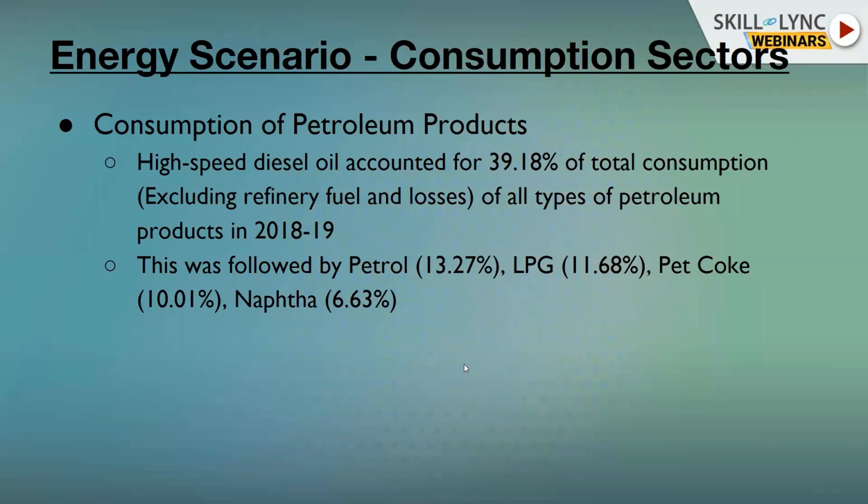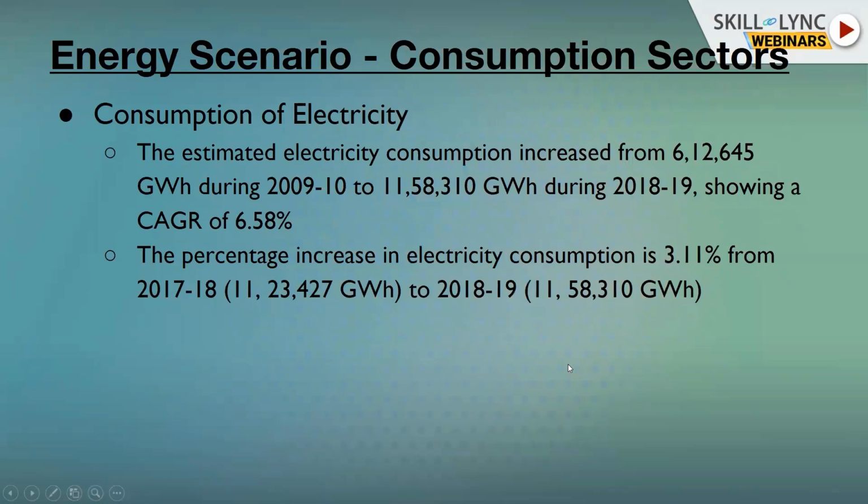And here you can see the percentage increase in electricity consumption is 3.11% from 2017-18 to 2018-19. We are utilizing nearly 11 gigawatt, that is 11,58,310 gigawatt hour. Okay, so that is the electrical consumption.